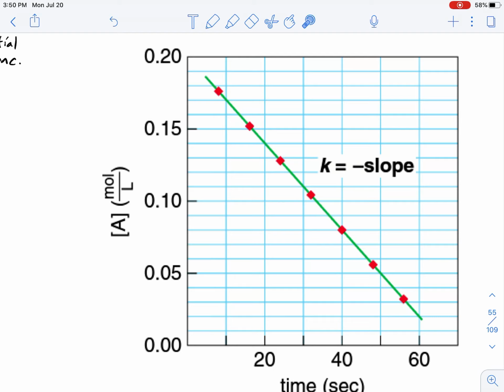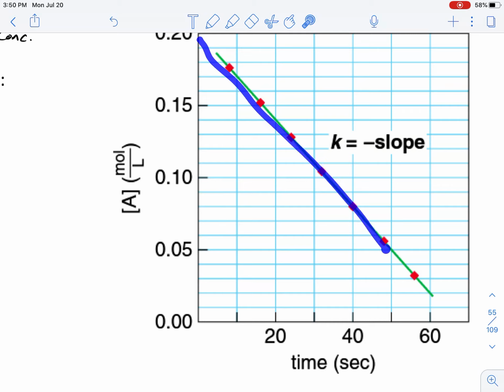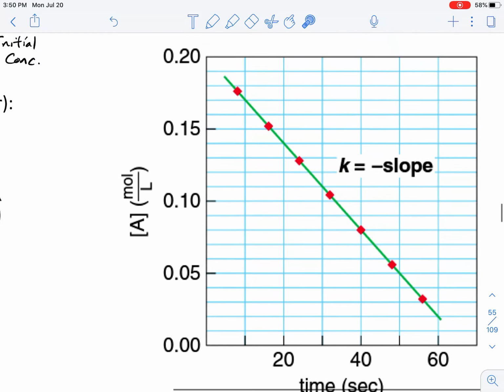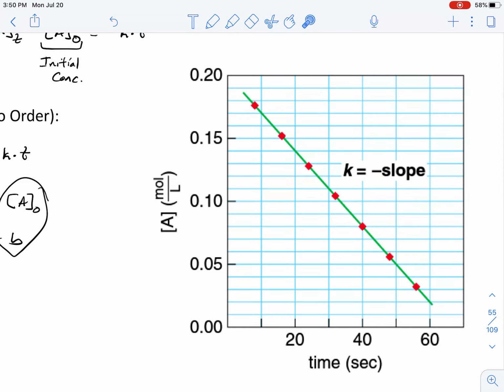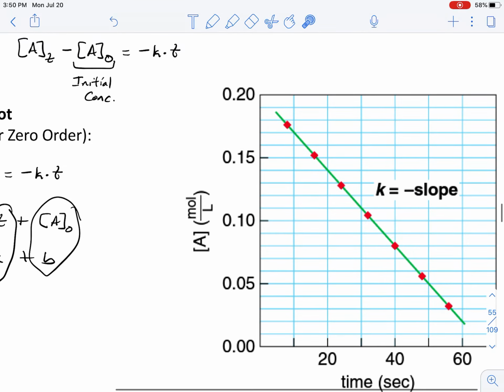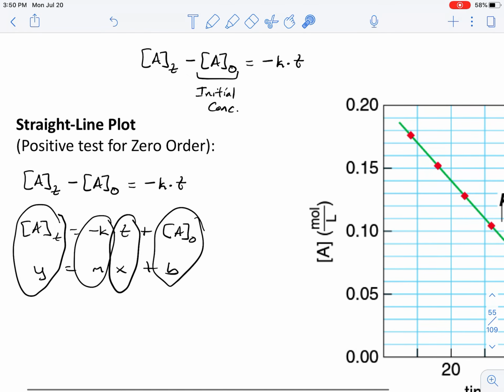And so if you guys are trying to determine if a chemical reaction is first order, second order, or zero order, if you plot the concentration against time, and you get a straight line going down such that the rate constant k is equal to the negative slope, then this is going to be a confirmation that the chemical reaction is undergoing zero order kinetics. Okay. All right, so that's pretty much it for this lecture video.